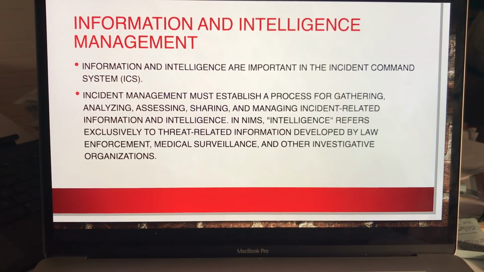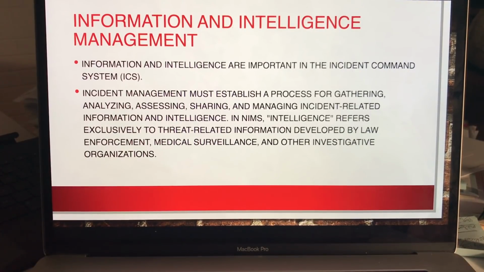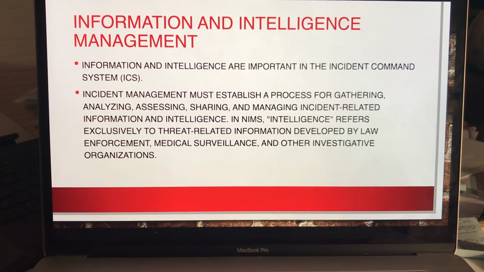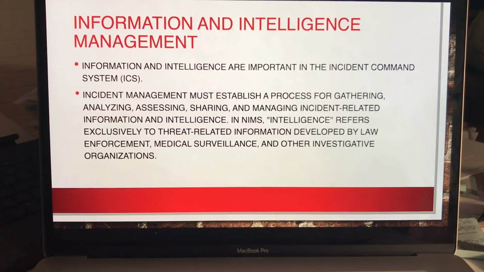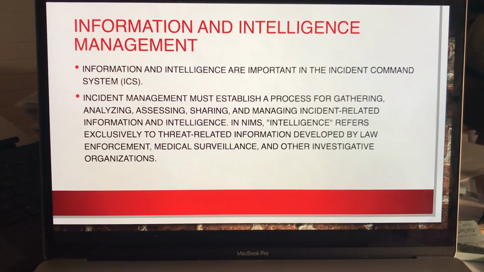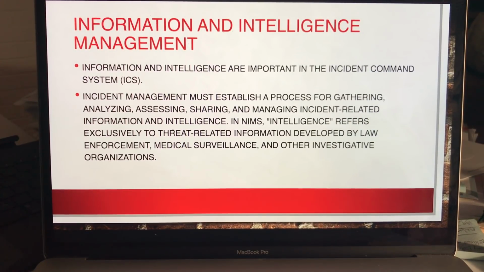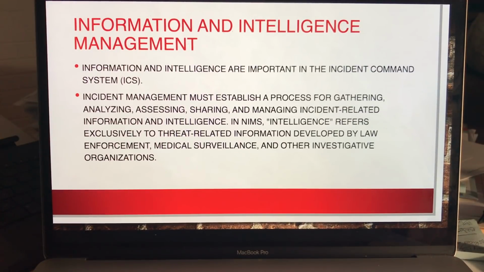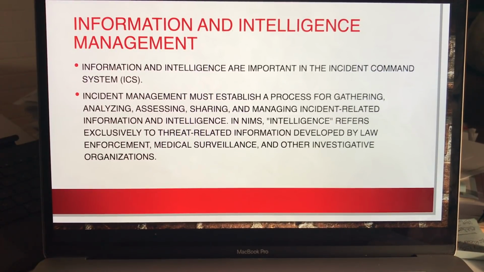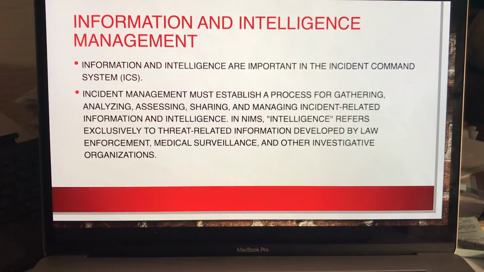Information and intelligence management. Information and intelligence are important to the incident command system. Incident management must establish a process for gathering, analyzing, assessing, sharing, and managing incident-related information and intelligence. In NIMS, intelligence refers exclusively to threat-related information developed by law enforcement, medical surveillance, and other investigative organizations.